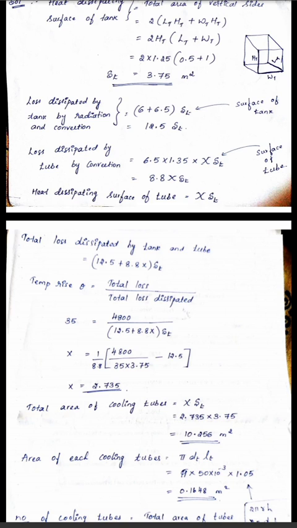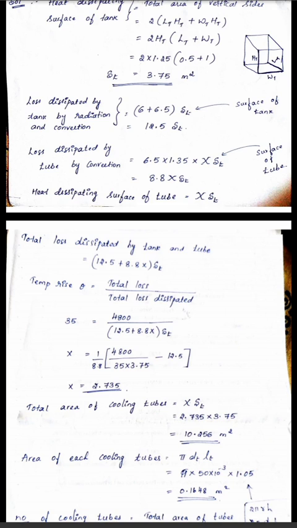Next, you can write the surface of the tube also, or you can write directly the dissipations. The loss dissipated by the tank: the heat transfers from the tank always by convection and radiation. The convection value is constant, 6.5 watts per meter square degree Celsius, and for radiation it is always 6 watts per meter square degree Celsius. So it is (6 + 6.5) into surface of tank. Surface of tank is ST, so that is 12.5 ST.